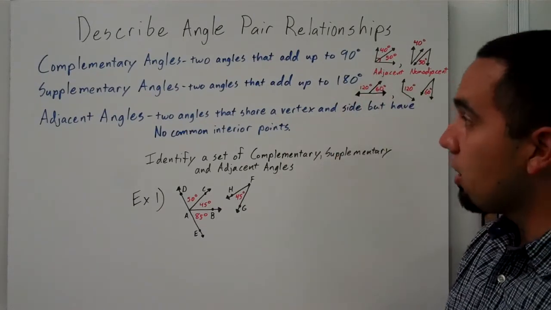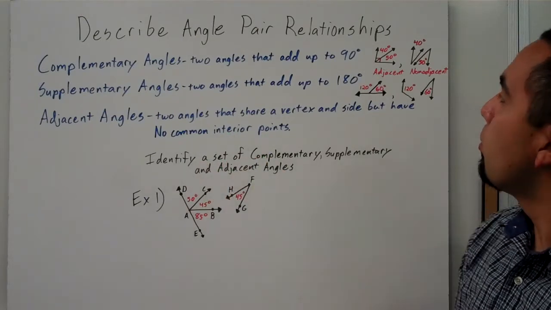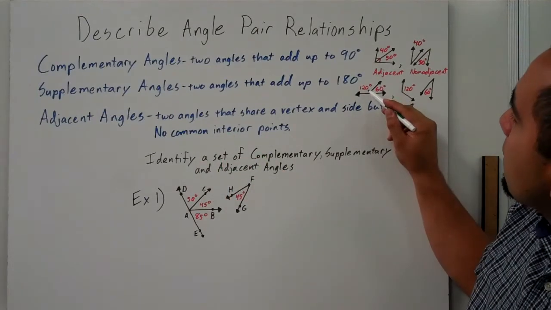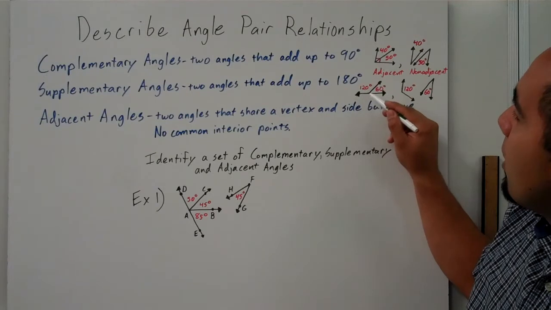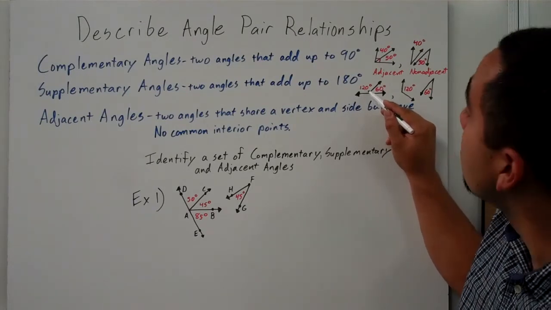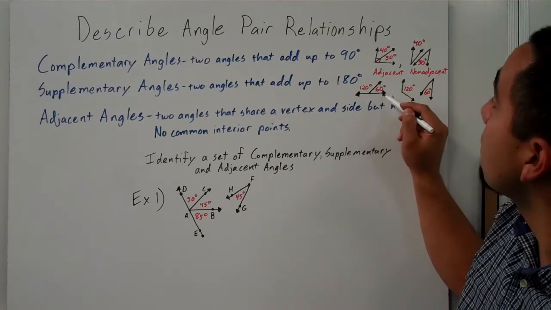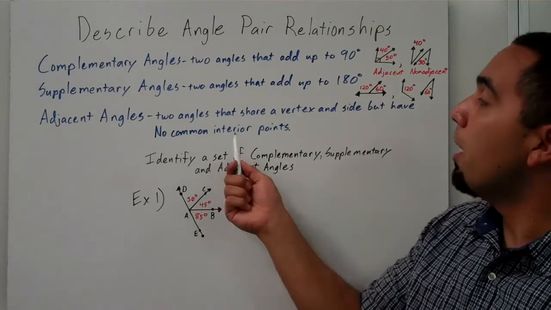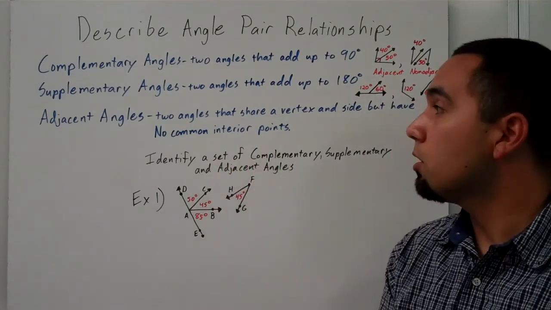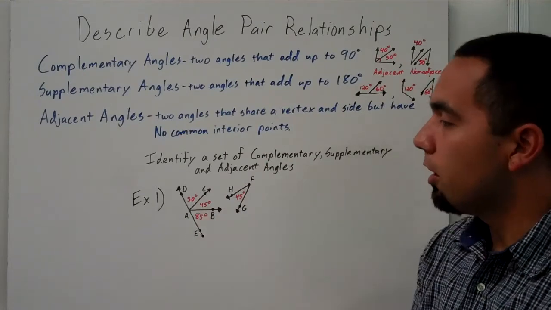And you can imagine, like here it says no common interior points. If I tried to put a point inside of this angle, and by inside I mean inside the sides of the angle, it would not be inside the sides of this angle. Okay? So that's what it means by no common interior points. Okay? So let's take a look at example number 1.